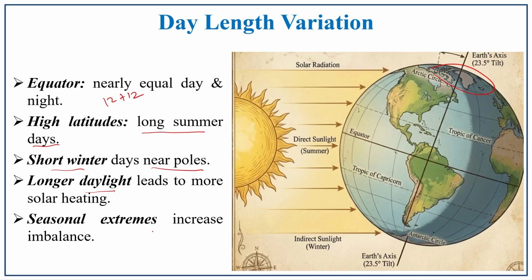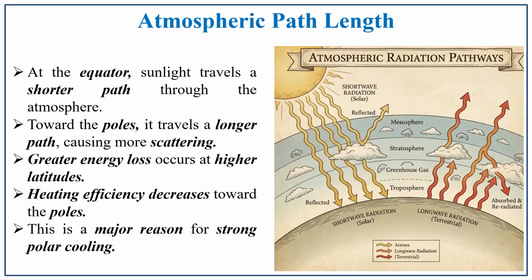The seasonal extremes increase the imbalance. Because of seasons, what happens? Imbalance. The example is summer, that is the intensification of heat because the day length is long. In winter, what happens? The day length is short. So, that difference you can see here. This plays a vital role in the latitudinal heat balance.